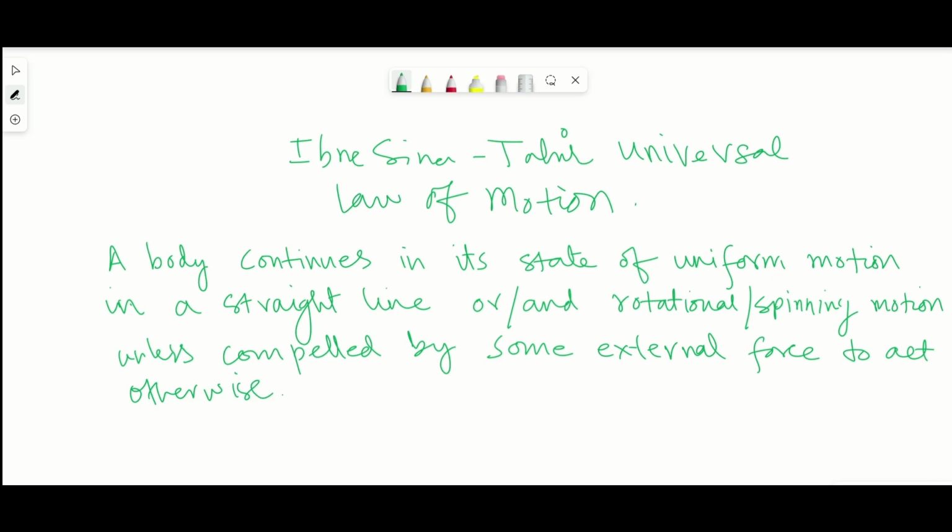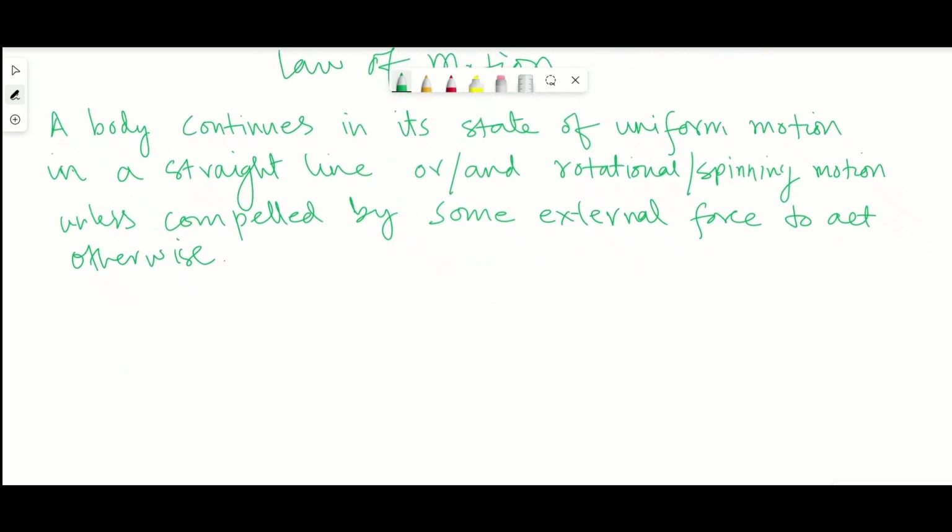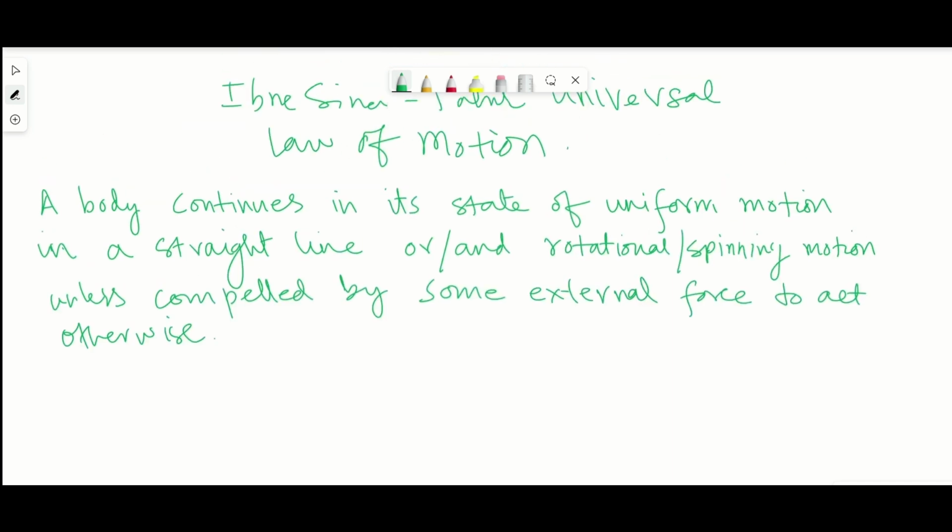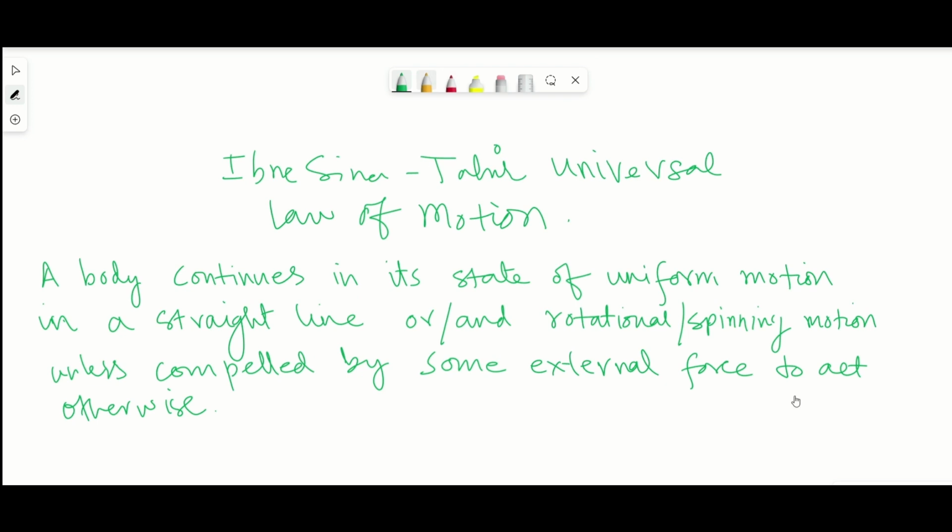So a body continues in its state of uniform motion in a straight line or rotational spinning motion unless compelled by some external force to act otherwise. Okay, so let's do some mathematical explanation of what I have just said in the law. Let me underline it with red.